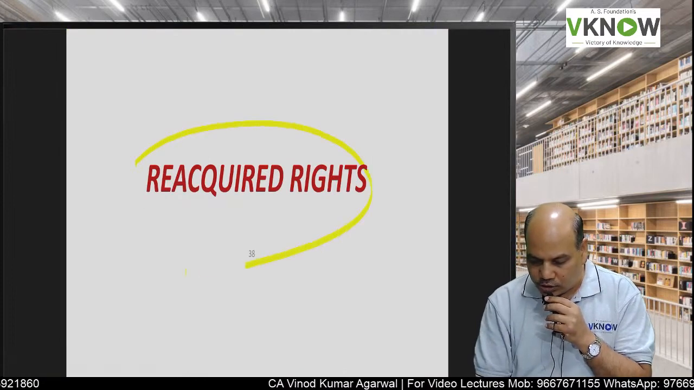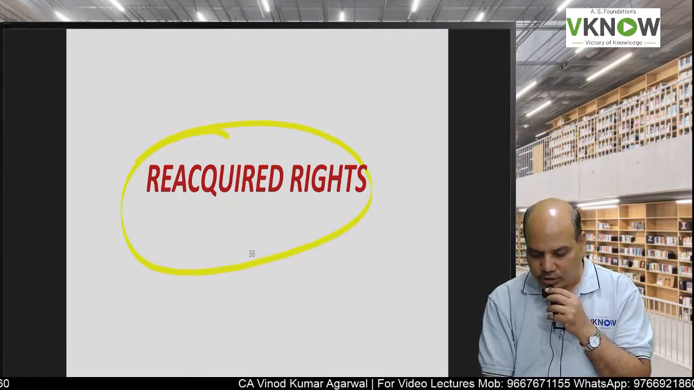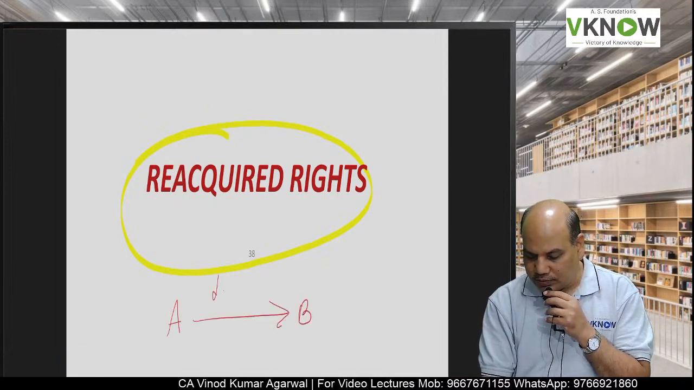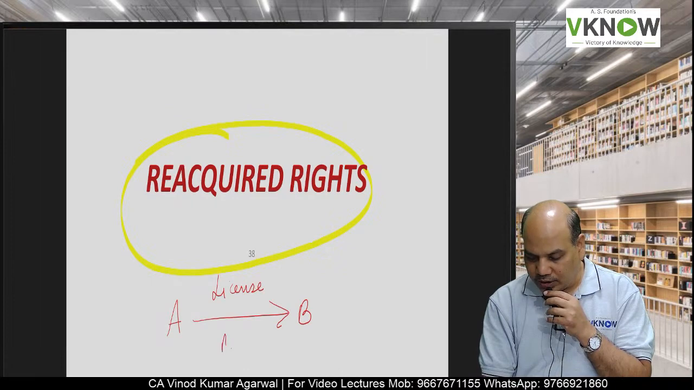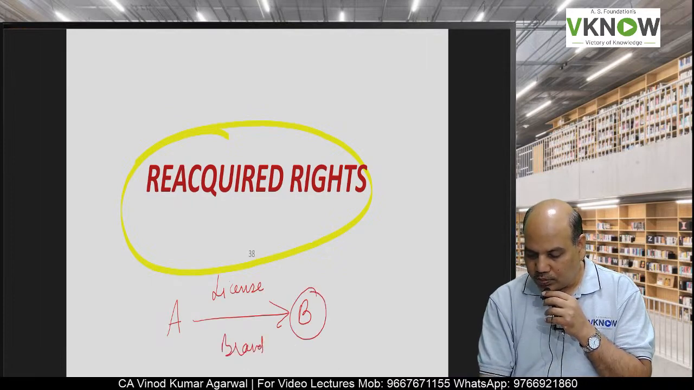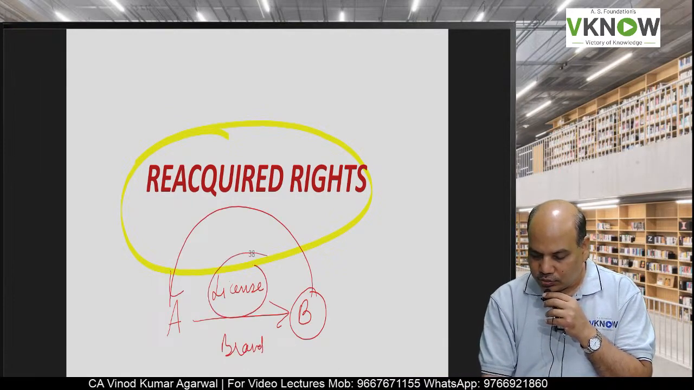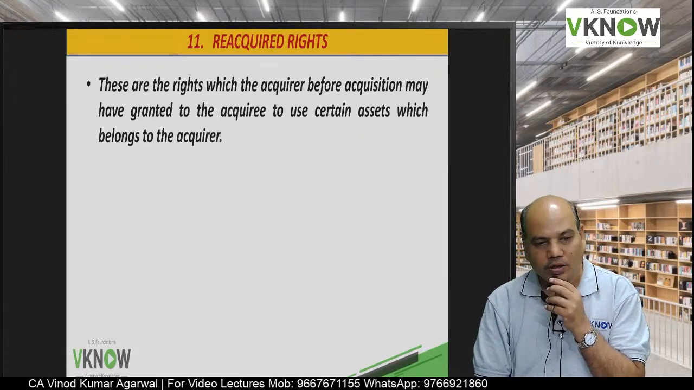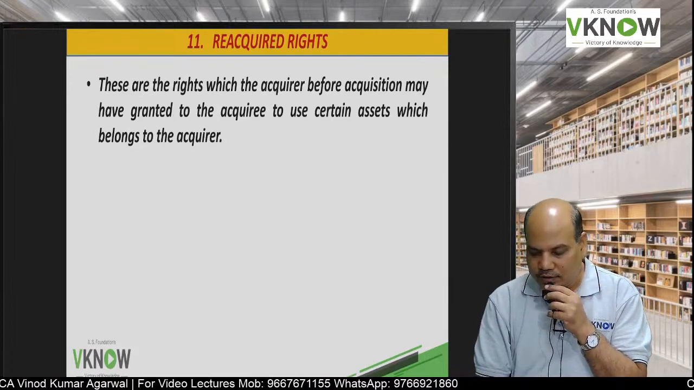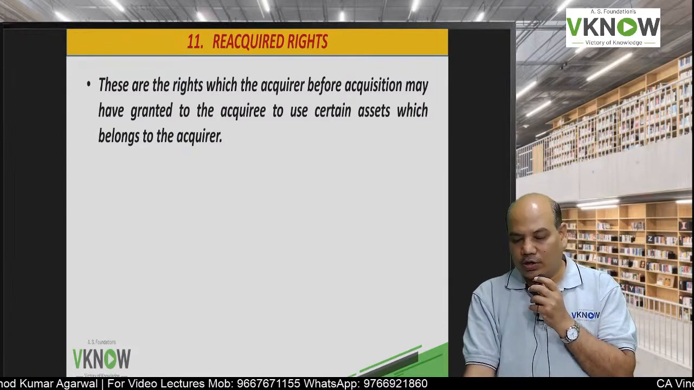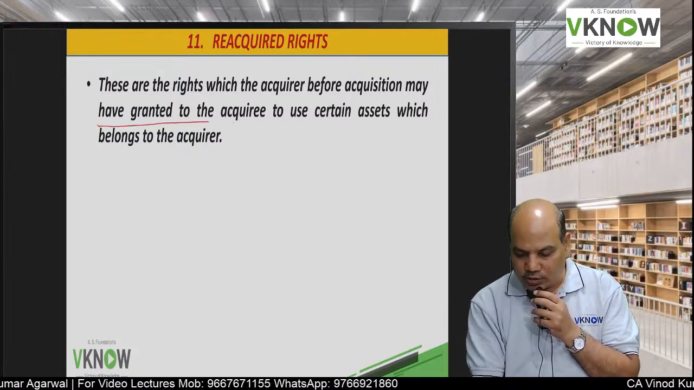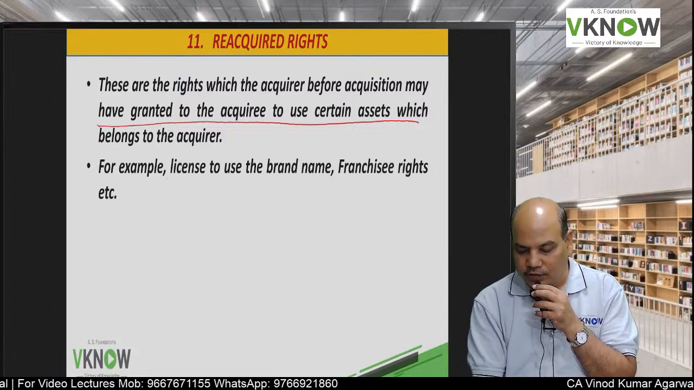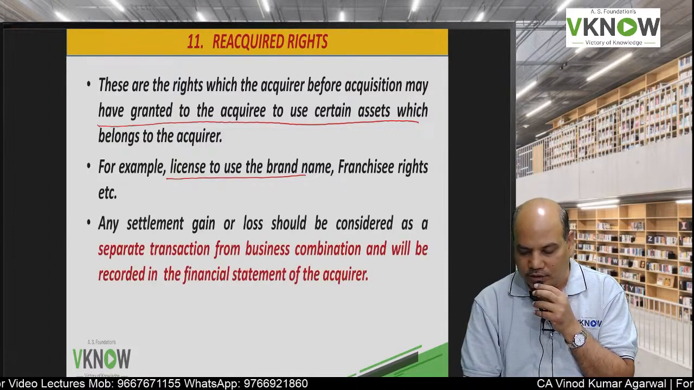Now a small discussion on reacquired rights. A has given rights to B, like license, brand. Now B is acquired by A, so these rights are also acquired by A. What is the treatment of reacquired rights? These are the rights which the acquirer, before acquisition, may have granted to the acquiree to use certain assets which belong to the acquirer, like a trademark, for example license, brand, franchisee rights.